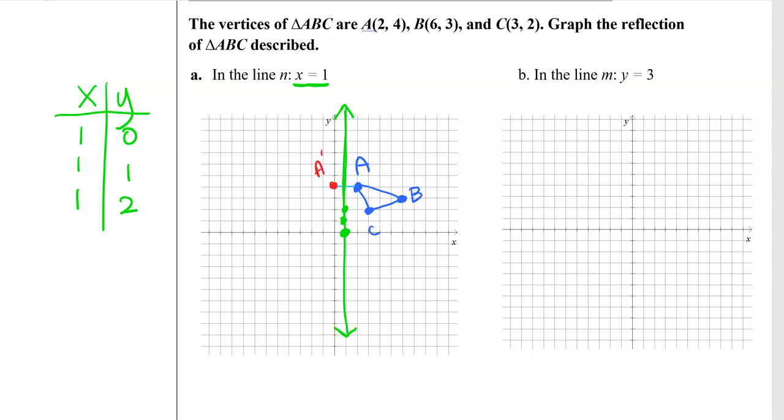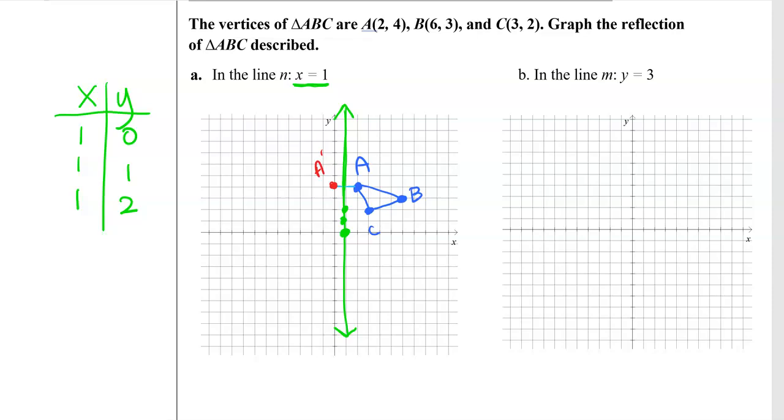A prime. So it has to be the same distance away on either side. So let's do the same thing on B to B prime. So when I go to count, I'm going to count to the right. It's going 1, 2, 3, 4, 5 units to the right. So B prime has to go 5 units to the left of the line.